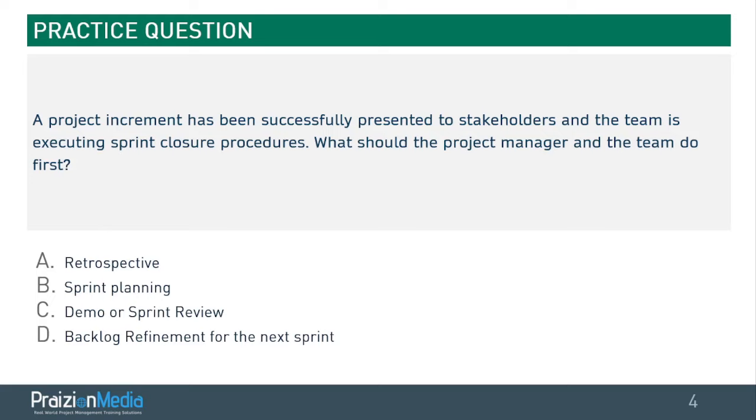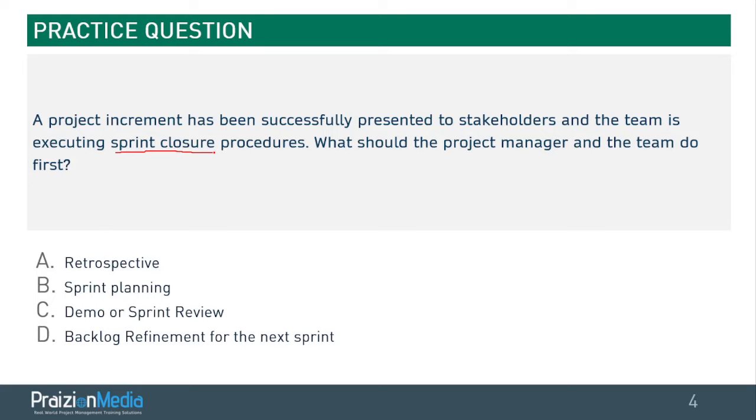Okay, hit the pause button for more time. Let's take a look at the options. I'm going to start from option D. Backlog refinement for the next sprint. This says executing sprint closure, which means you're finishing one iteration and going to the other.